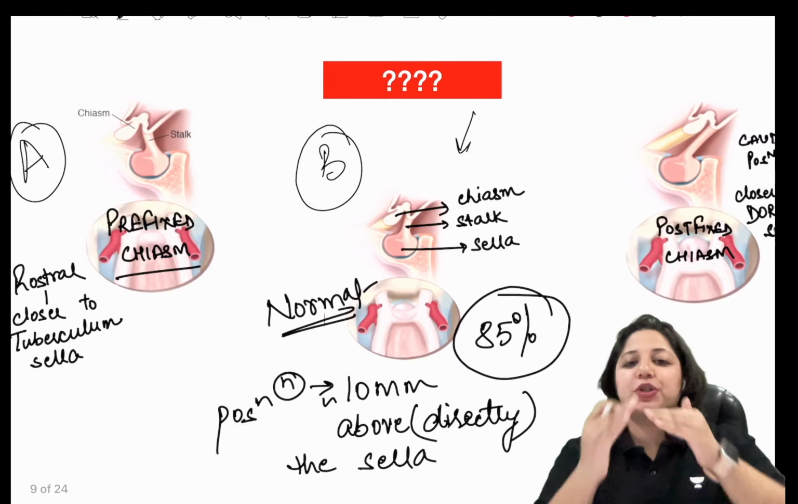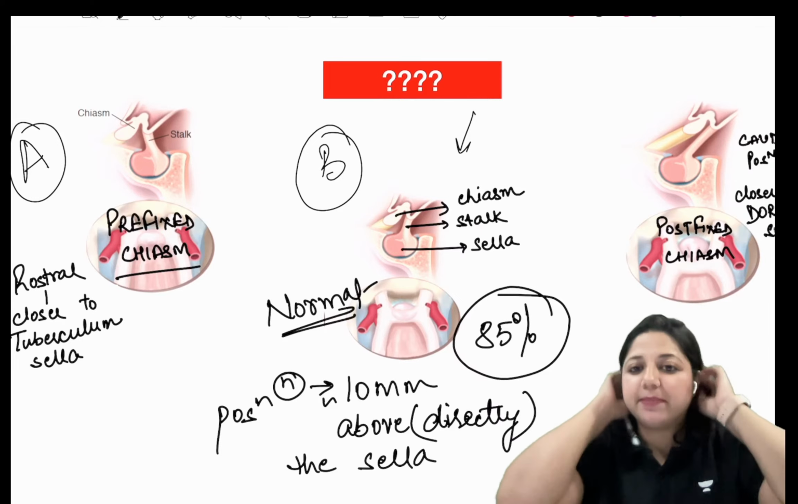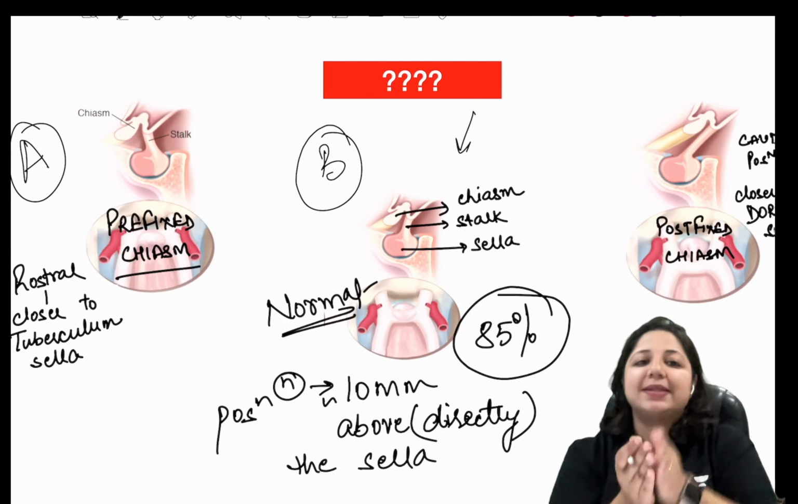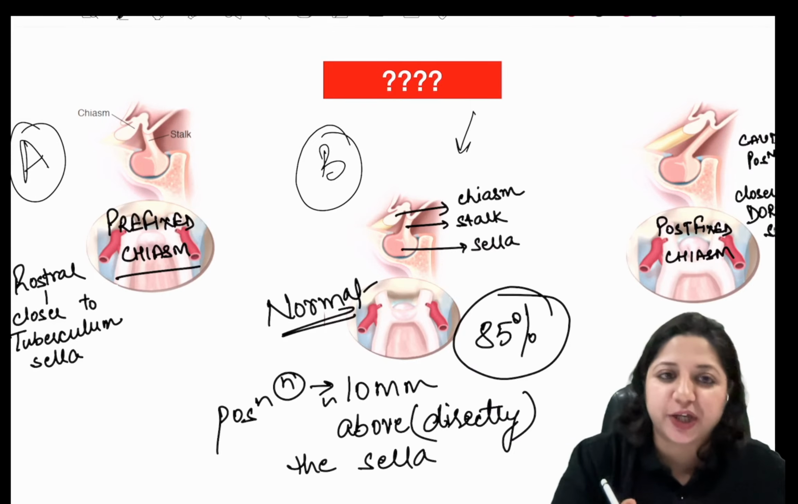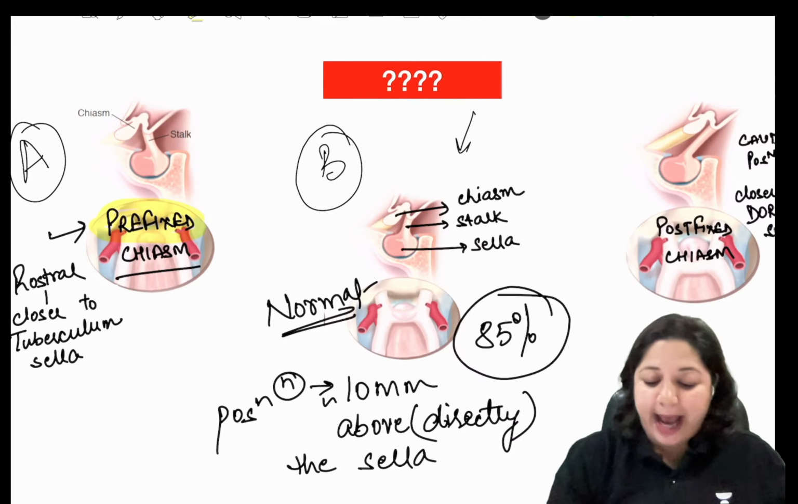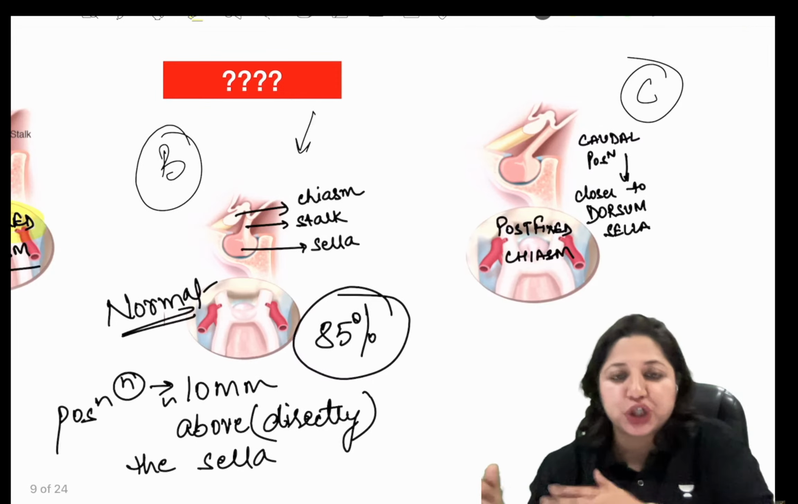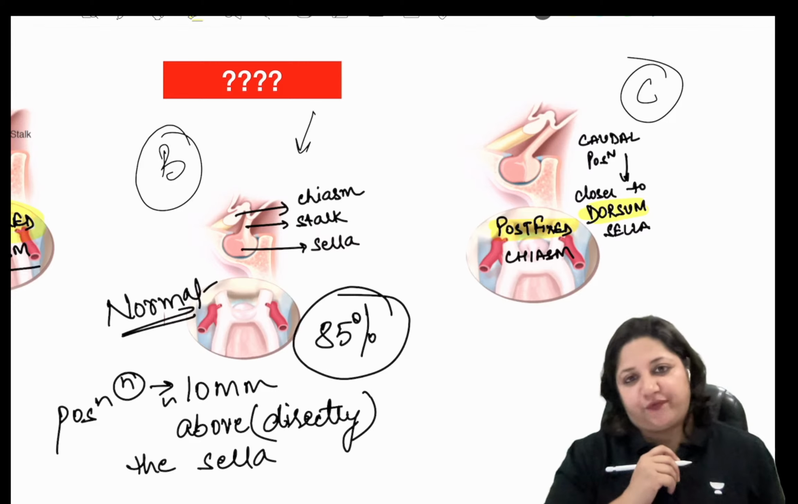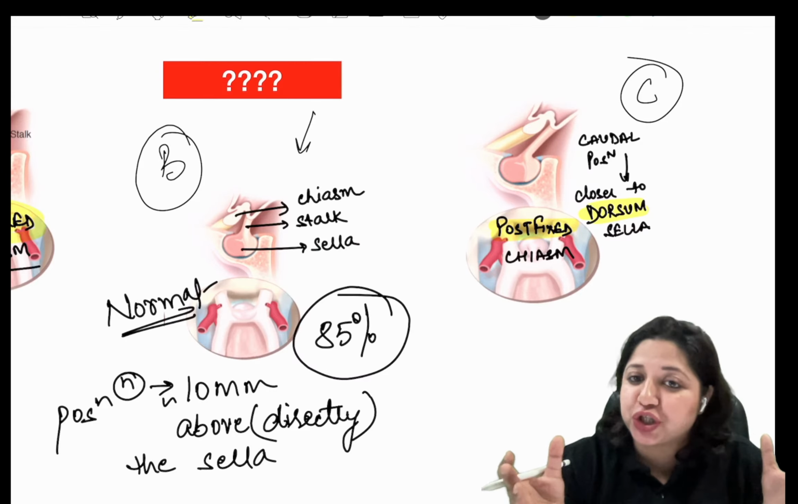So the normal position is right above the sella, around 10 millimeter above the sella, and that is seen in 85% of the people. So once it is in rostral position, it is closer to tuberculum sellae. It is called as prefixed chiasm. And once it is in the caudal position, it is closer to dorsum sella, and it is called as postfixed chiasm.